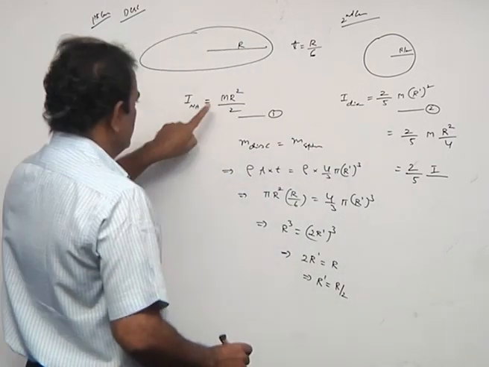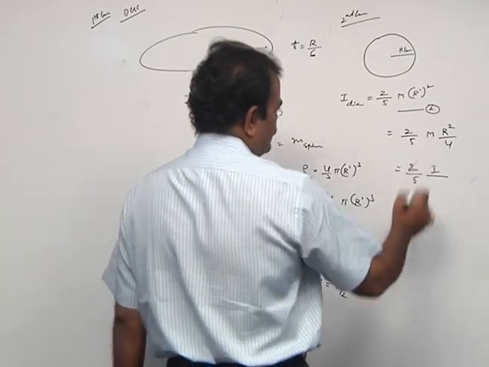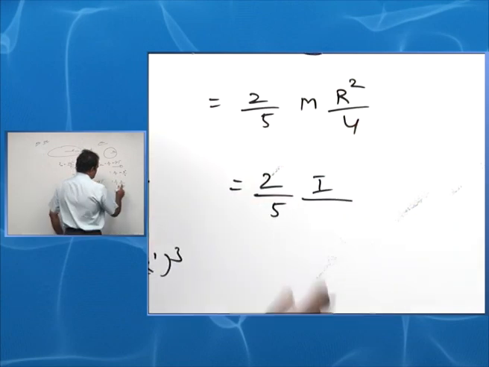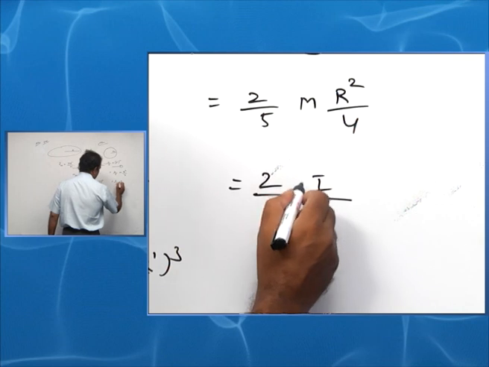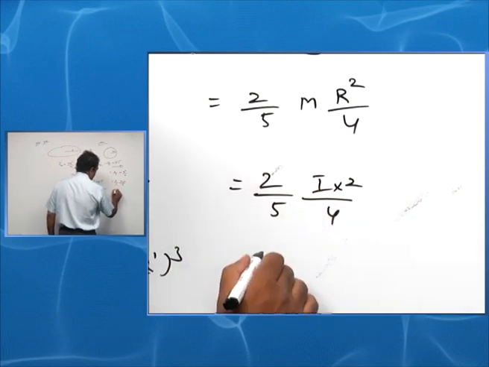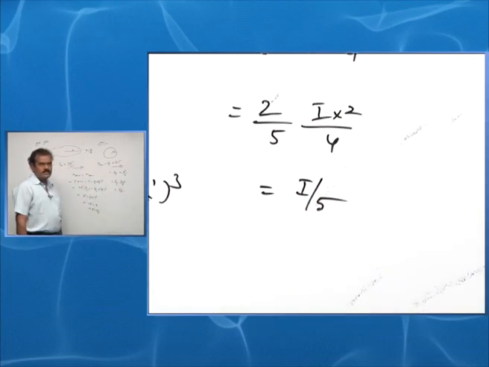Now it is the disk, m r square by 2, and here r dash is equal to r by 2 and r square by 4. So it is 2 by 5 m r square by 4. So 2 by 5, and in place of m r square, 2I to be taken, and thereafter 4 is here. The answer becomes I by 5. That's all. The answer becomes I by 5.